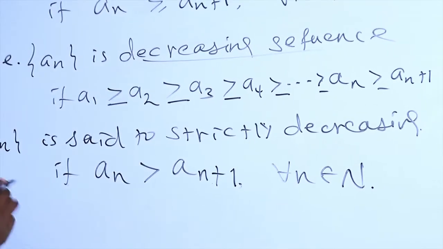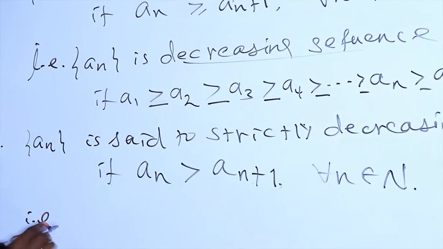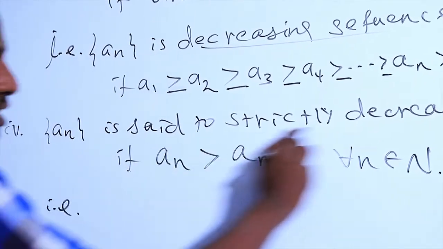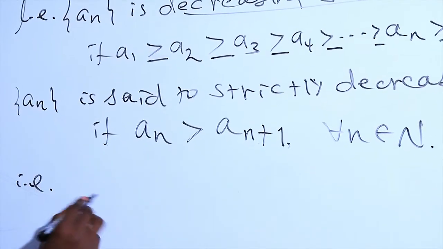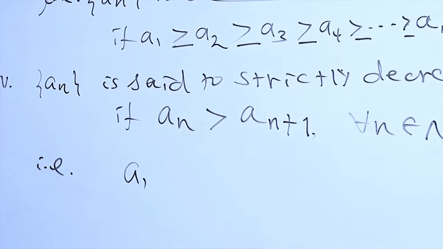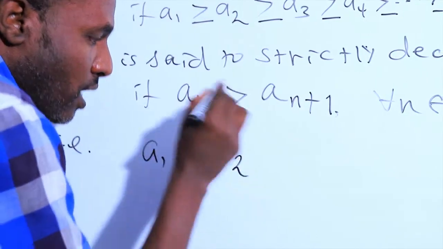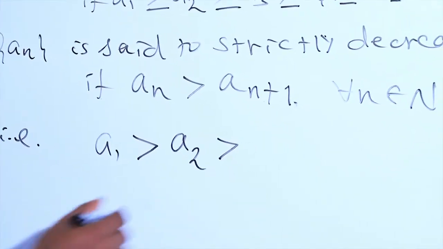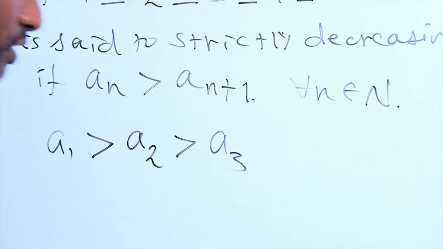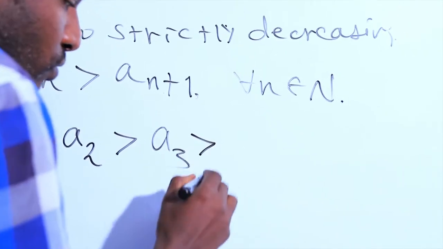That means the sequence AN is a strictly decreasing sequence if A1 is strictly greater than A2, and A2 is also strictly greater than A3, and A3 is also strictly greater than A4.